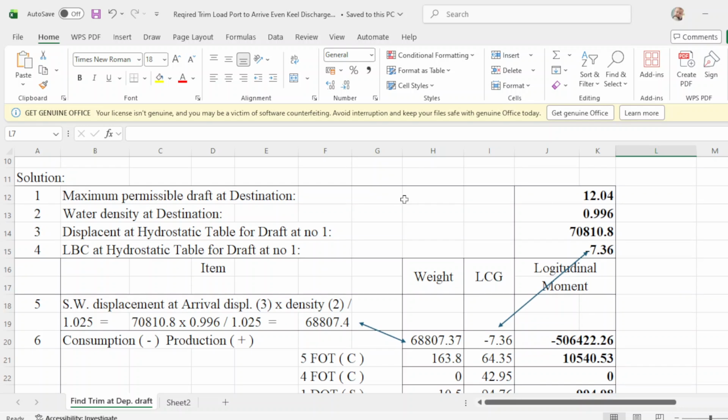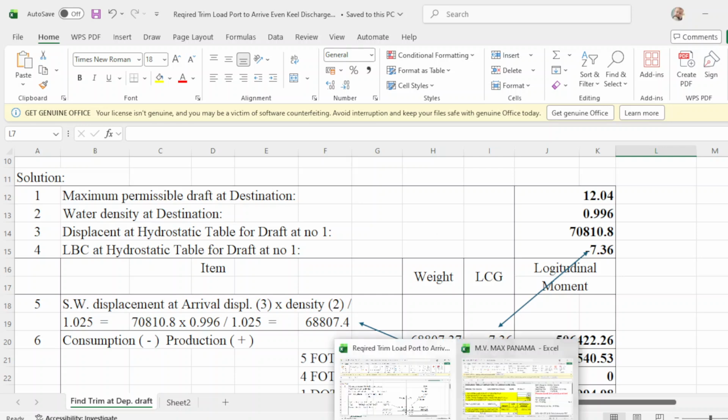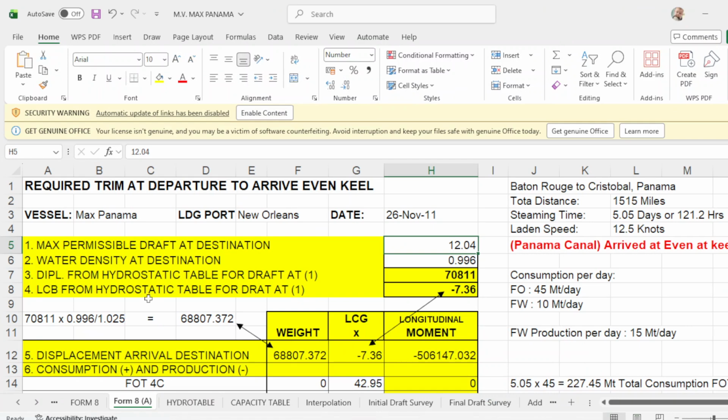By the way, guys, in relation with this manual, there's a program which is the same. This is form number 8. I just made another copy, which is form number 8A, but this is the program. Required trim at departure to arrive even keel, meaning departure at New Orleans to arrive even keel in Panama. So let's start. The maximum permissible draft at destination is 12.04. That will be the required draft at Panama.